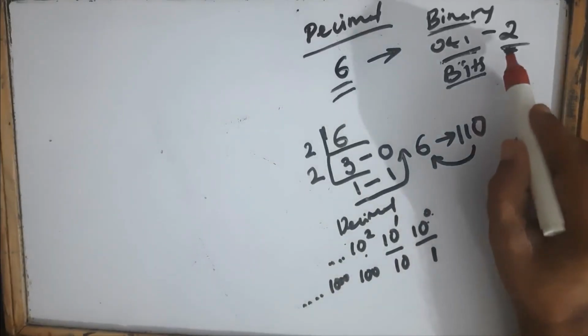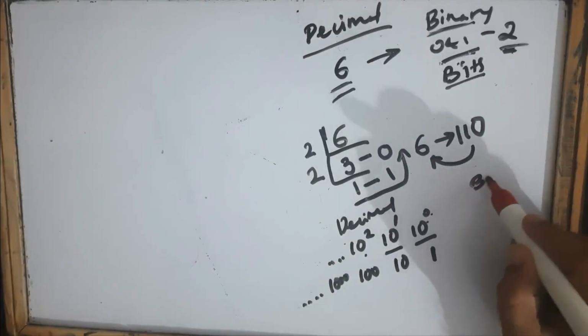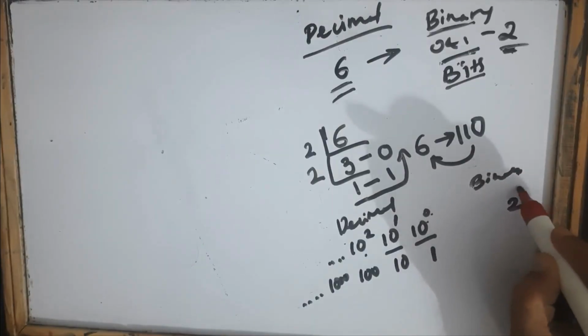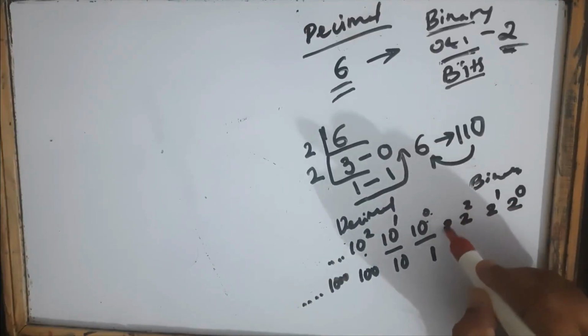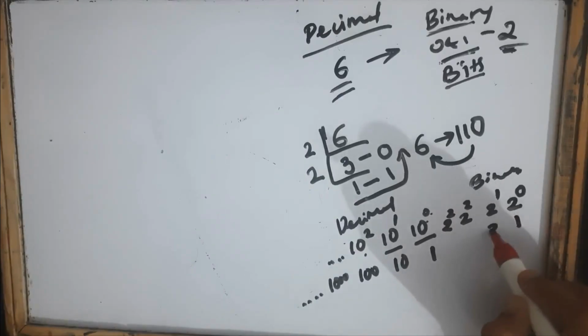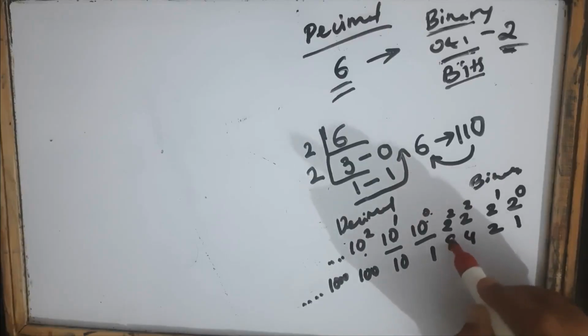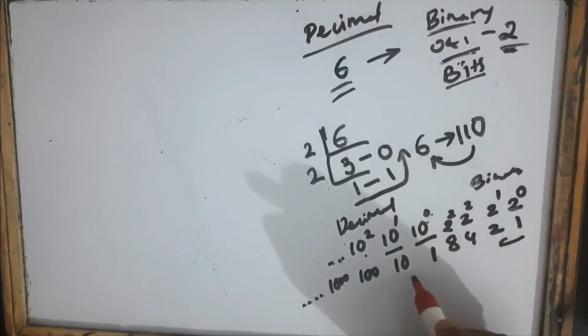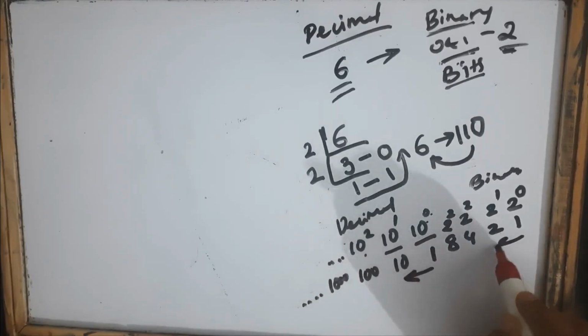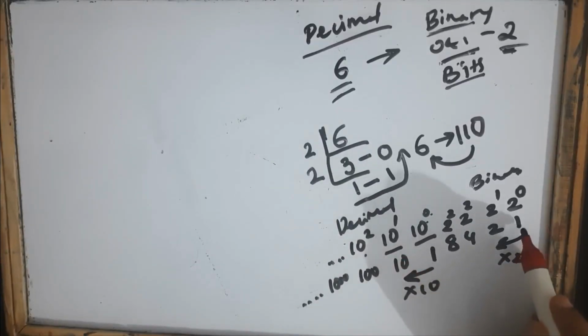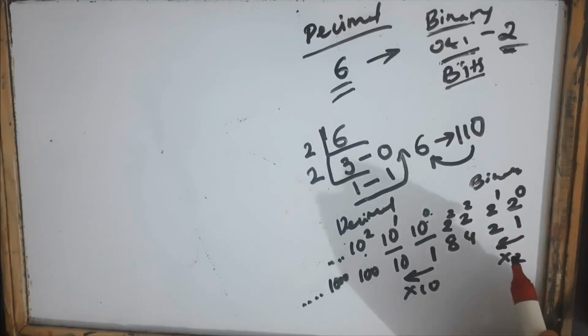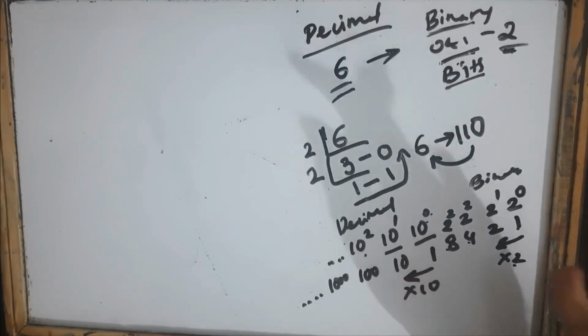But here in the binary format, we have 2 to the power of 0, 2 to the power of 1, 2 to the power of 2, 2 to the power of 3. That means this is 1, 2, 4, 8. In the decimal system, each place is multiplied by 10, here it is multiplied by 2. So each place value is multiplied by 2 to get the next place value: 1, 2, 4, 8, 16, 32, 64, it goes on like this.